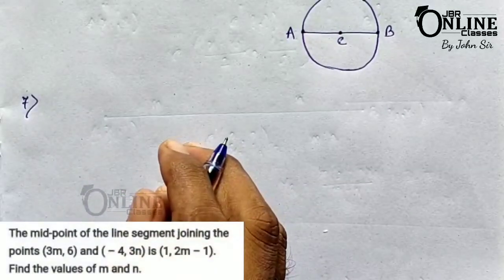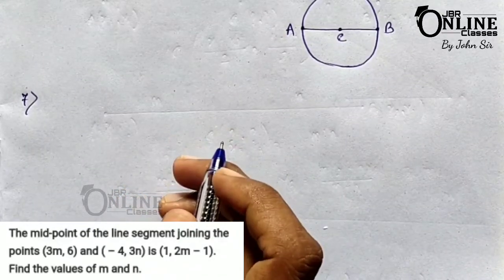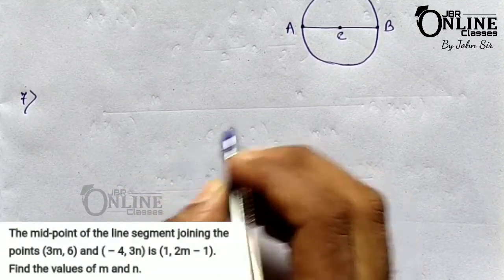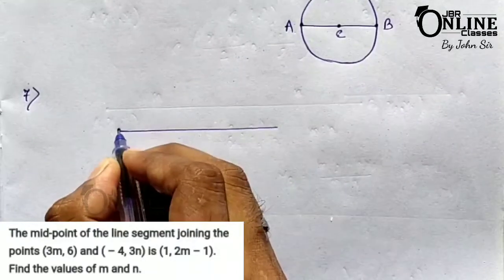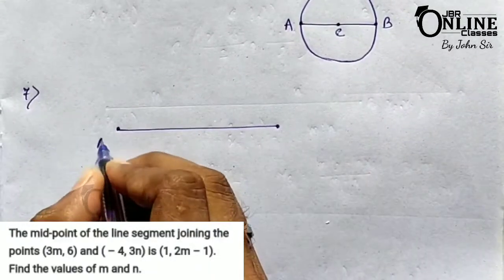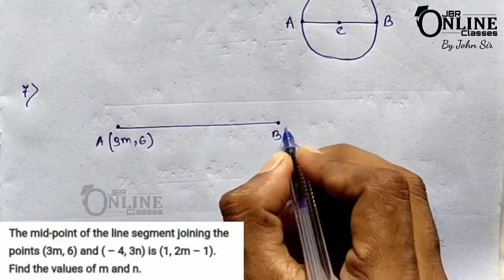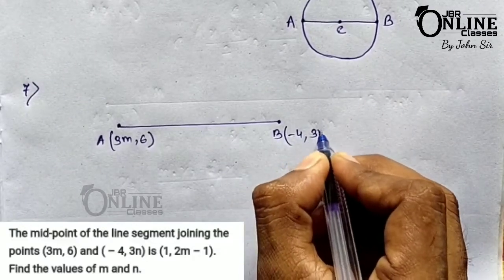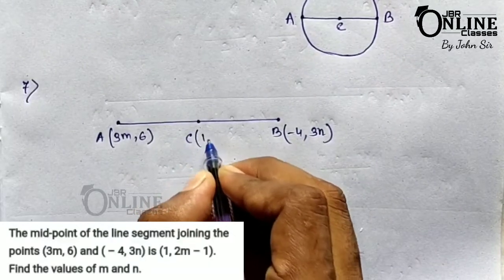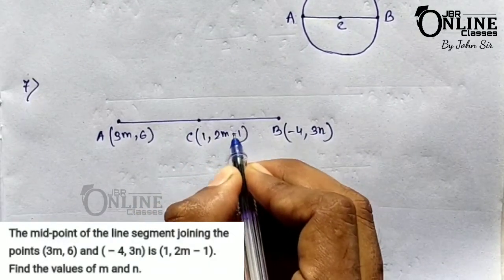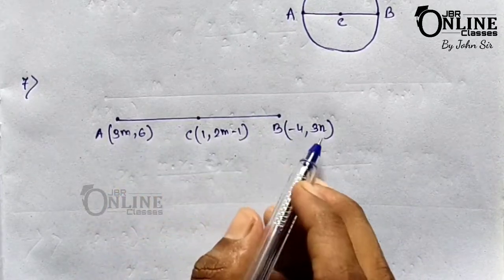In sum number 7, the midpoint of a line segment joining the points (3m, 6) and (-4, 3n) is (1, 2m - 1). So suppose this is a line segment. Here the first point A has coordinates (3m, 6) and the point B is (-4, 3n). So here the midpoint of this line segment, suppose C, is equal to (1, 2m - 1), the coordinates of point C. Now you have to find the values of m and n.